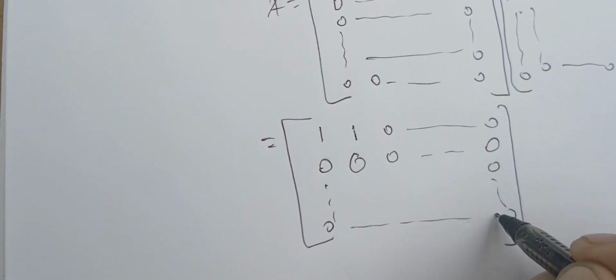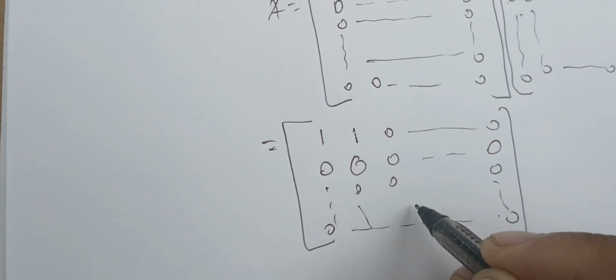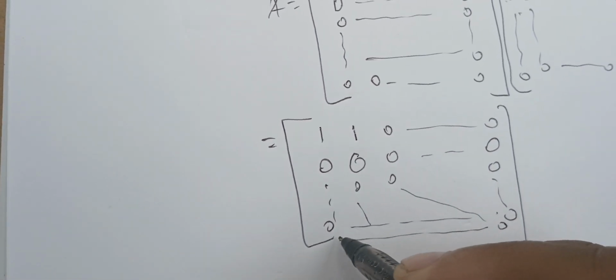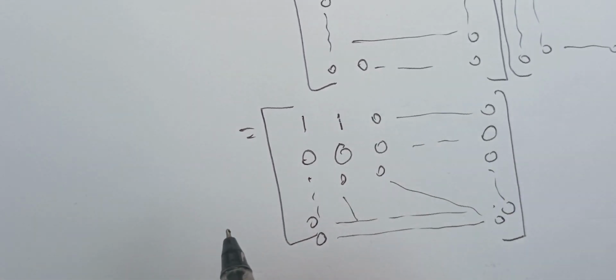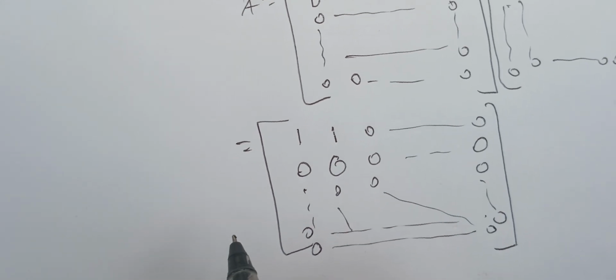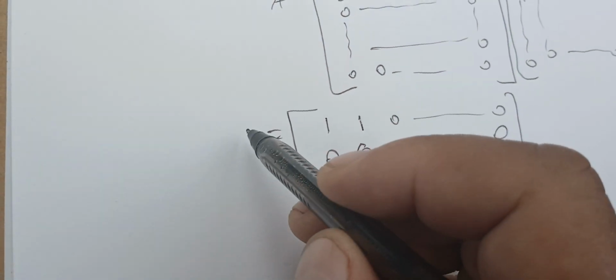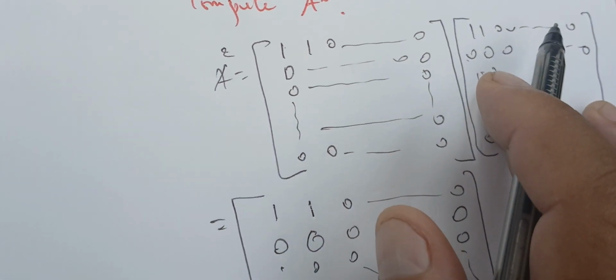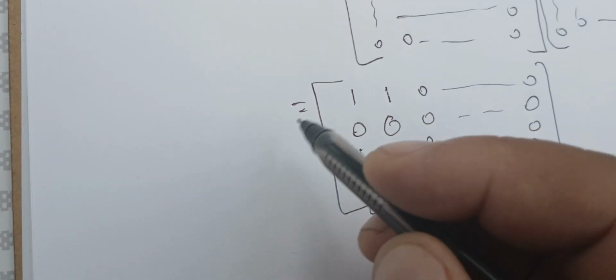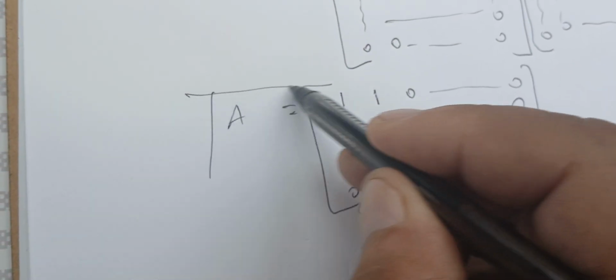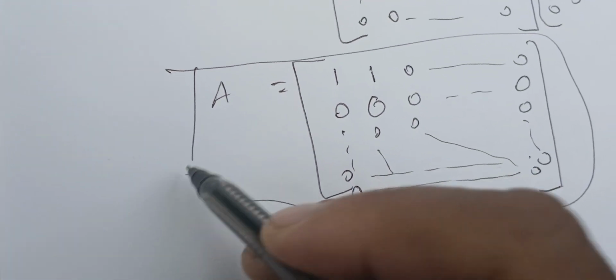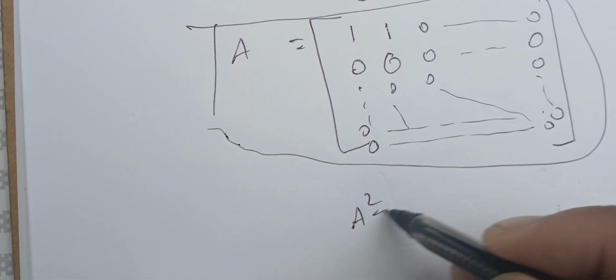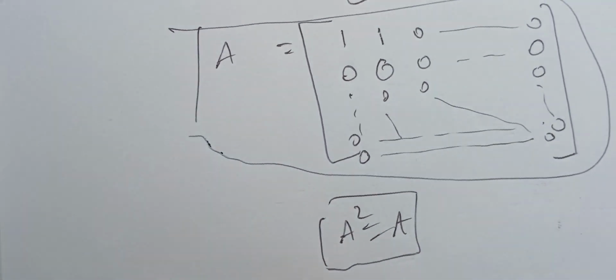This means that in our case, we obtain the same matrix that we started with. That means this is A squared. It's A times itself. That means we get A when we multiply, and this proves that A squared is just A.